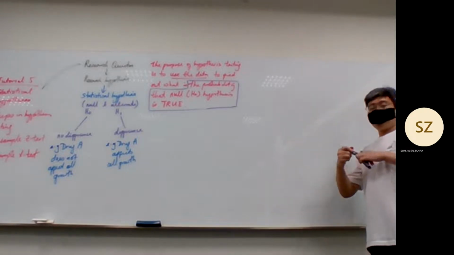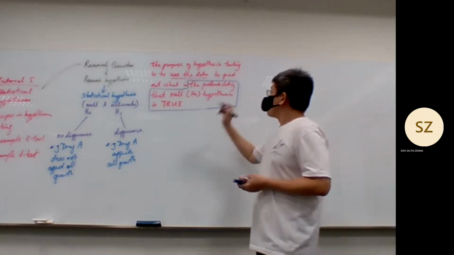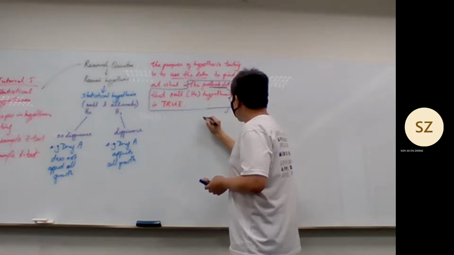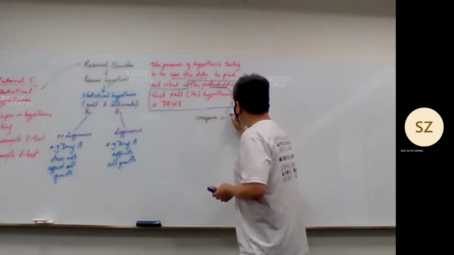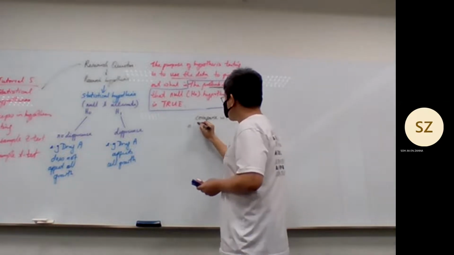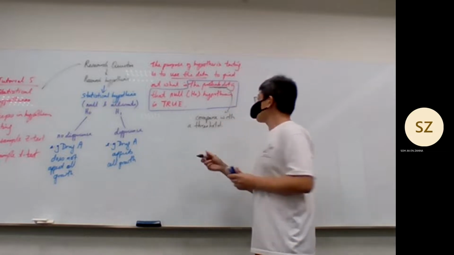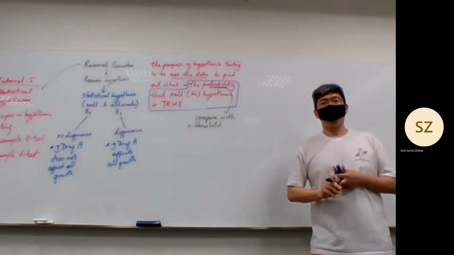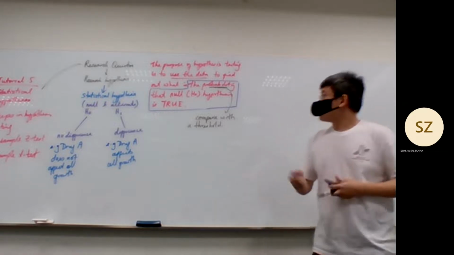So from there, this probability, you then compare with the threshold. So the threshold is a passing mark. The end result will be this.